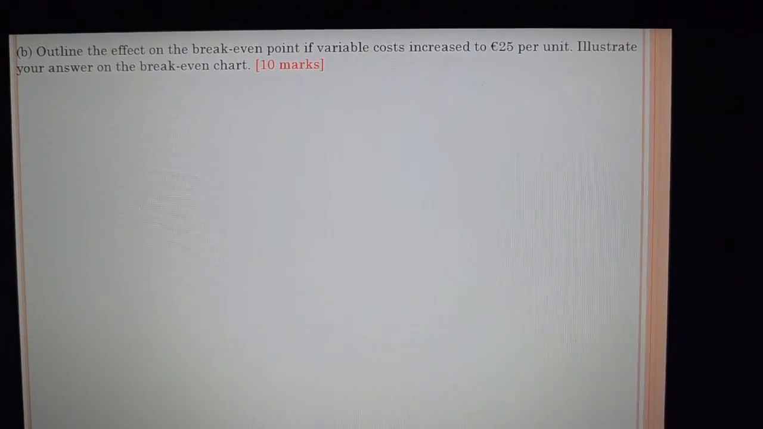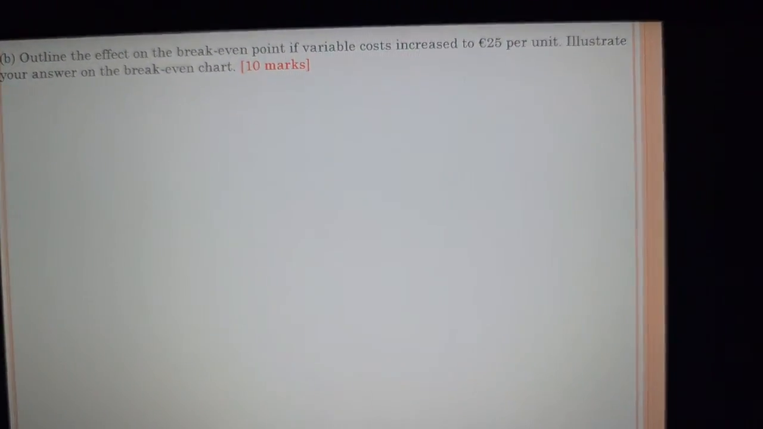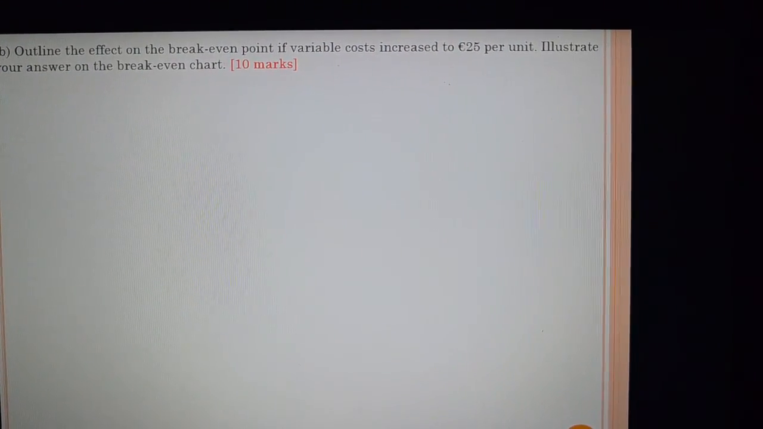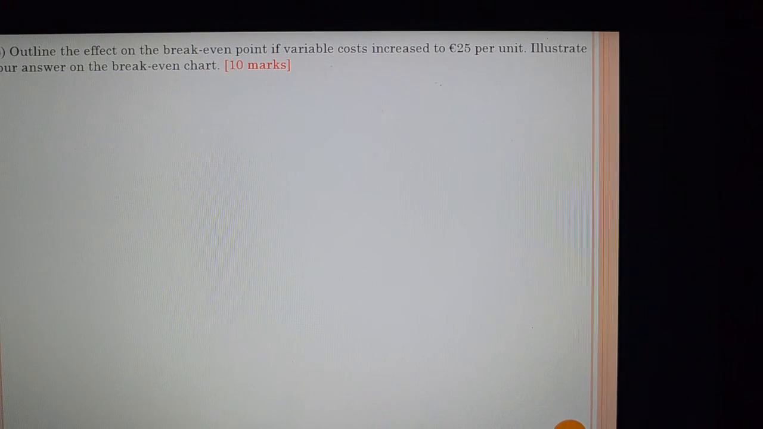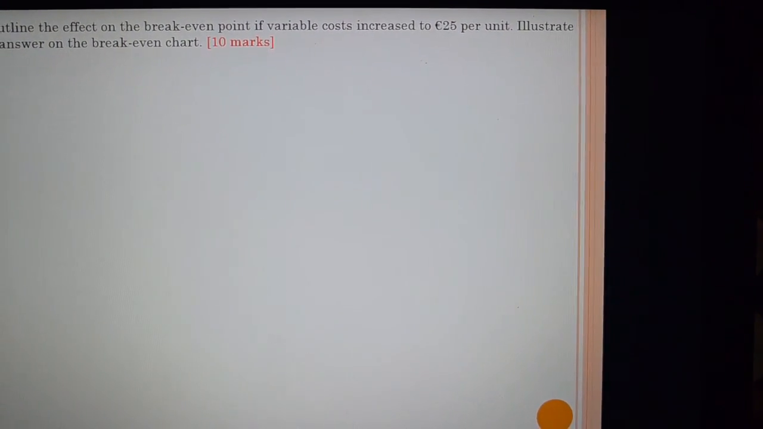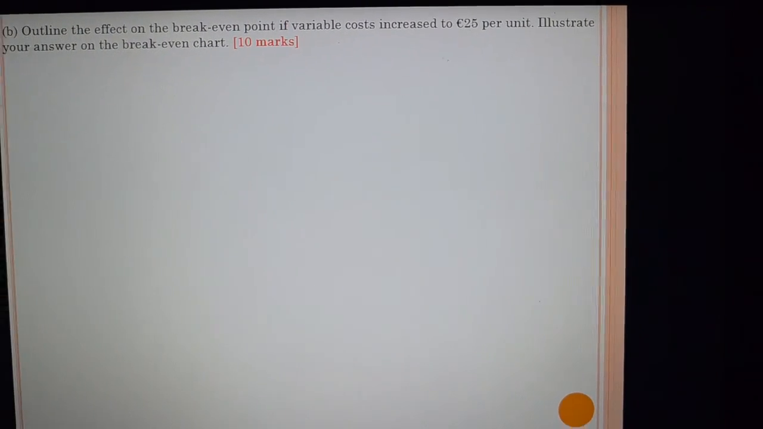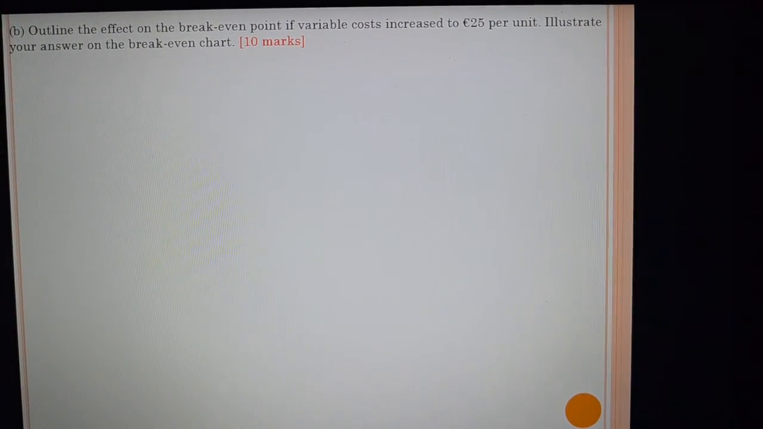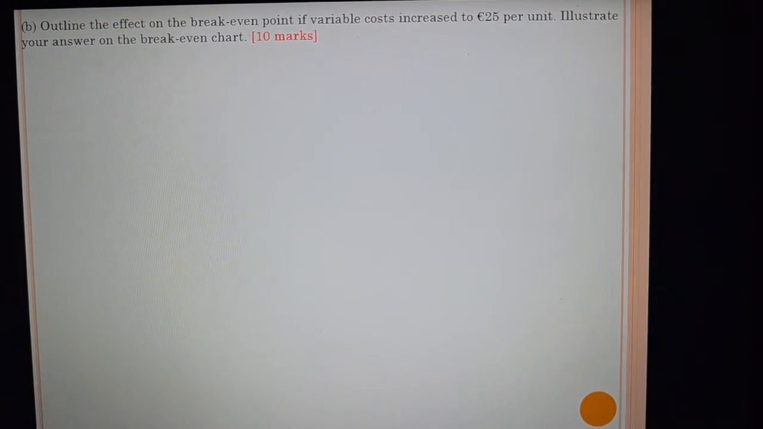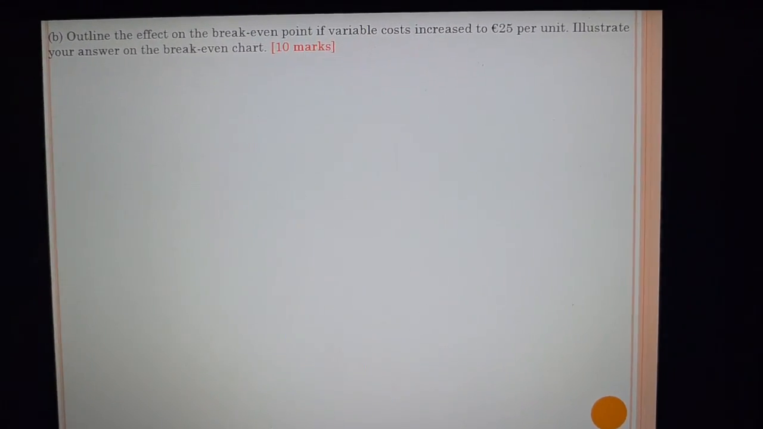So part B said, outline the effect on the break-even point if variable costs increased to €25 per unit. So they didn't increase by, they increased to. They were €20 a unit. They are now gone up to €25 per unit. So I have to outline what effect it will have on the break-even point, okay? Then I also have to illustrate that effect on the break-even chart. So this is for 10 marks.